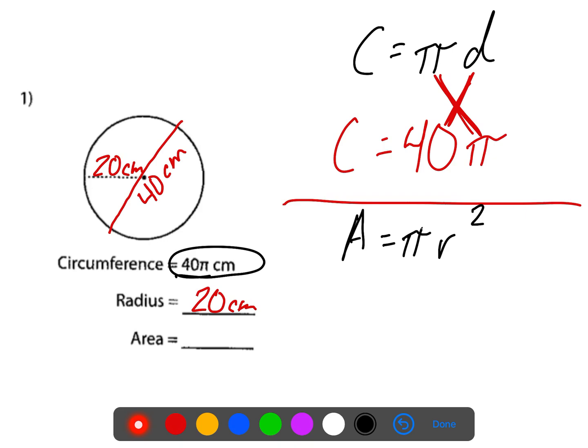We would take pi, or we can round that to 3.14, times our radius squared. That's 20 times 20. So our area for the circle is 1,256. Remember our measurement unit for area, it's square units. We use centimeters in this example, so square centimeters would be the best way to label that.